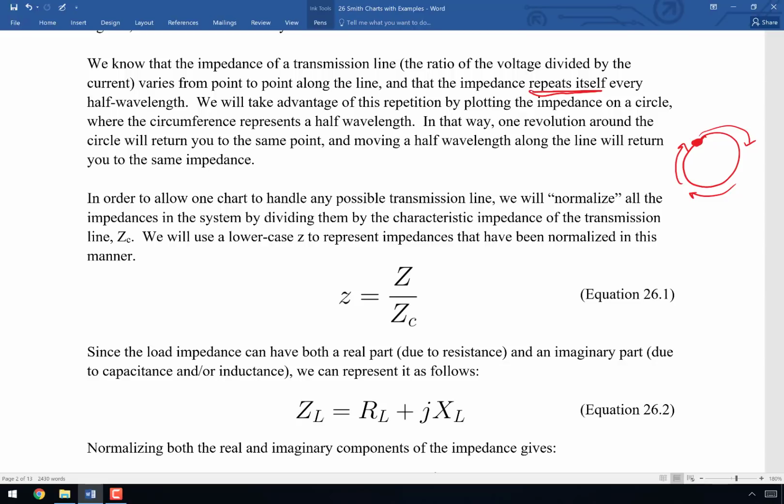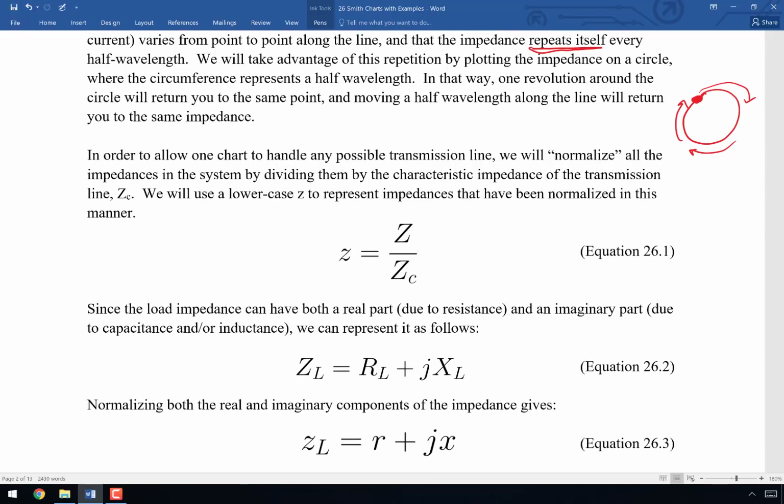So if we can make it in such a way that this is a plot of a circle, then we will be able to take advantage of the fact that the impedance repeats itself. So one revolution around the circle returns you to the same point, and moving a half wavelength along the line will also return you to that same impedance.